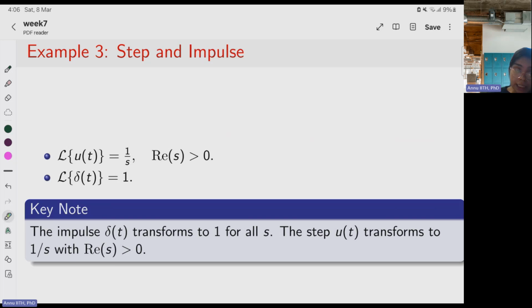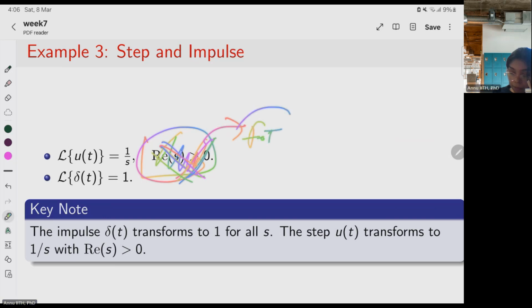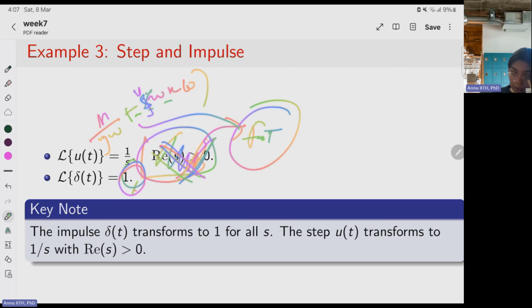1 upon s, that is again the unit step function, whereas delta t has the Laplace transform of 1, similar to the Fourier transform. The impulse function delta t transforms to 1 for all s, whereas the step function transforms to 1 upon s for real of s greater than 0. So the first and foremost difference is this real part condition, which was not there for the Fourier transform. In the Fourier transform we had 1 upon j omega plus some term, the initial condition, j omega x of 0 was there. And here the Fourier transform would have 1.